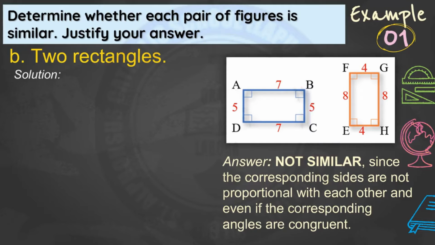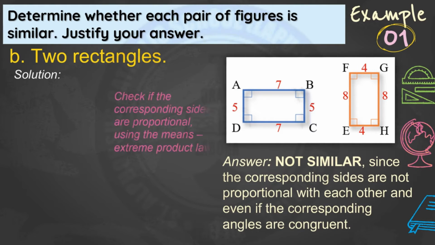To show that the two rectangles are not similar, first we have to check if the corresponding sides are proportional using the means-extremes product law. Then let us identify the corresponding sides. We have segment AD over segment EH, equal to segment AB over segment EF. Then substitute the measure of each side. We have 5 over 4 equals 7 over 8.